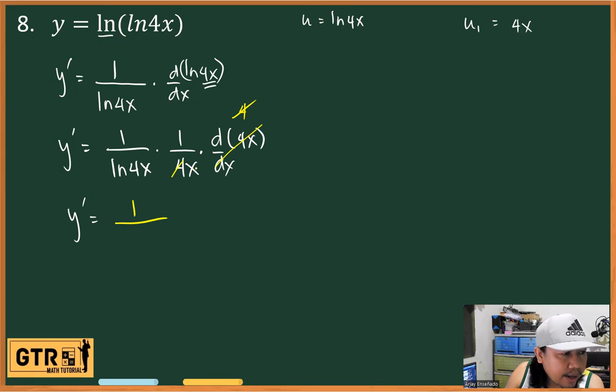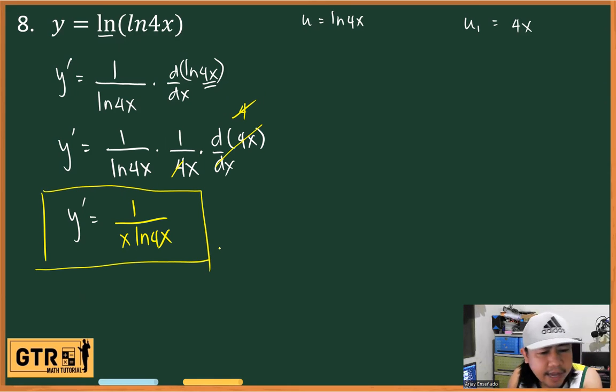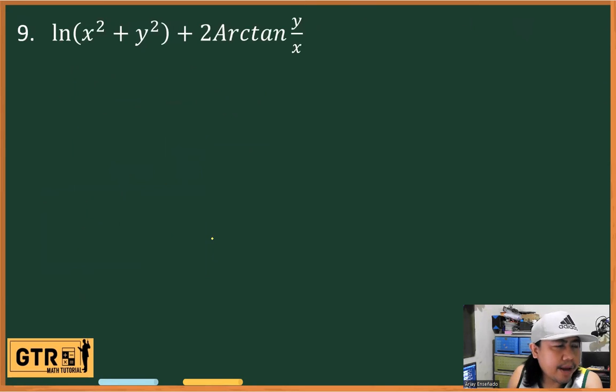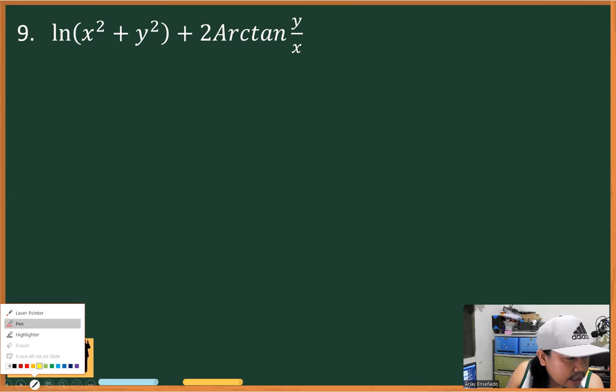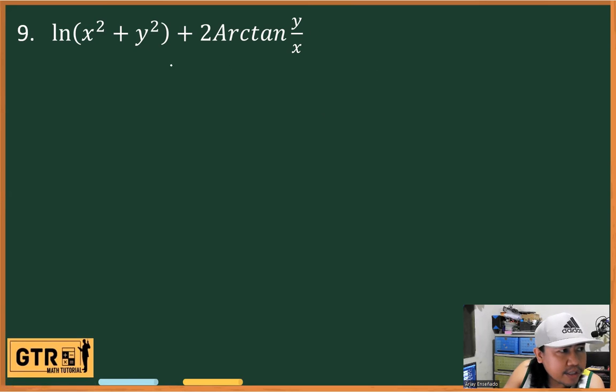So we have 1 over x times ln 4x. So this is the final answer: 1 over x ln 4x. Number 9. Okay, so for number 9, we forgot the equal 0. There is an equal 0 in the problem, because this is not an equation.